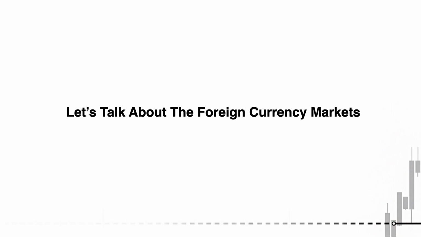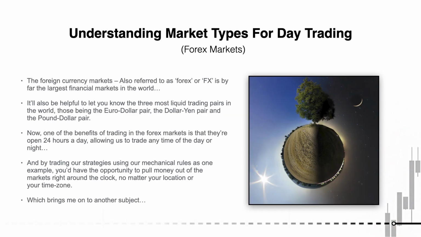Next, let's talk about the foreign currency markets. Now the foreign currency markets, also referred to as Forex or FX, is by far the largest financial market, well, series of financial markets in the world. According to the Bank of International Settlements, BIS, trading in Forex averages $6.6 trillion in trading volume per day. It'll also be helpful to let you know the three most liquid trading pairs in the world, those being the euro-dollar pair, the dollar-yen pair, and the pound-dollar pair.